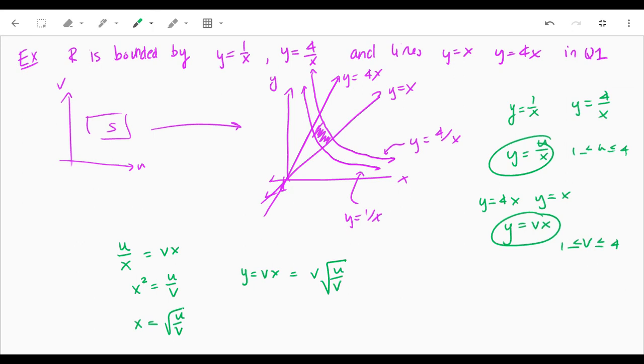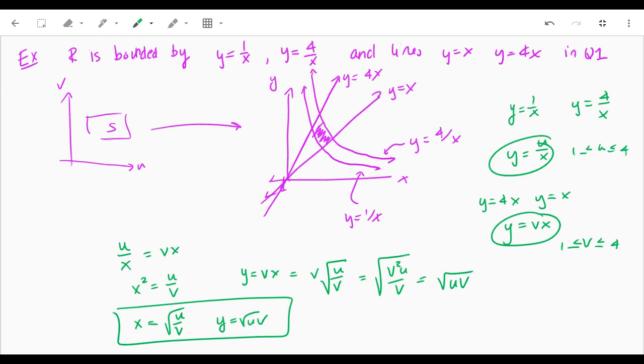Okay, so let's simplify this a little bit. If we put v squared times u over v, then we'd have the square root of uv. Okay, so y is the square root of uv. So there's your transformation. It would take that nice rectangle and map it onto that weird shape.